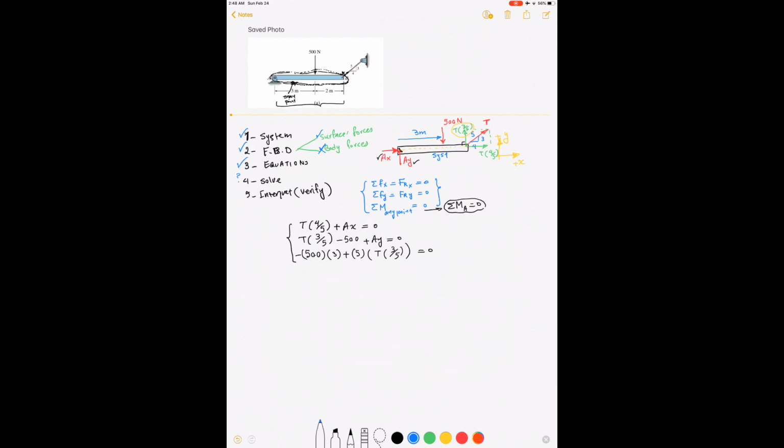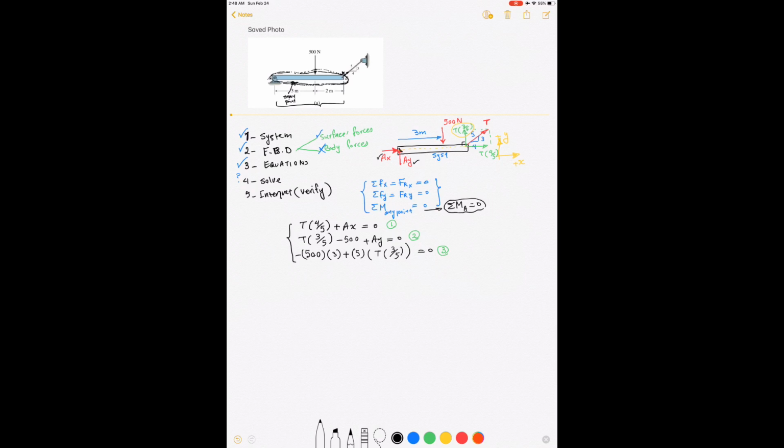Well, what equation should I use? Let's number the equations. So this is equation 1, equation 2, and equation 3. Now I ask the question, what equation should I start with in order to get one equation, one unknown, and solve it, and then substitute backward in all equations and get all my unknowns, which are the reaction at point A, which are AX and AY, and the tension in the cable.